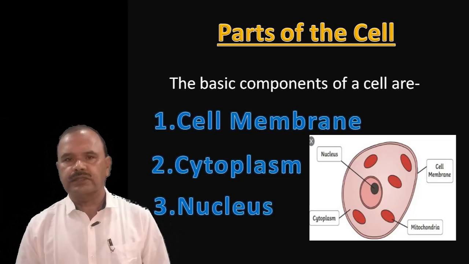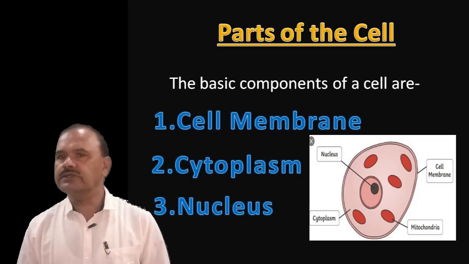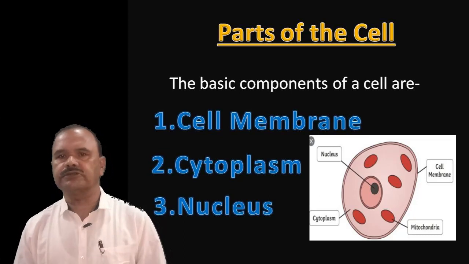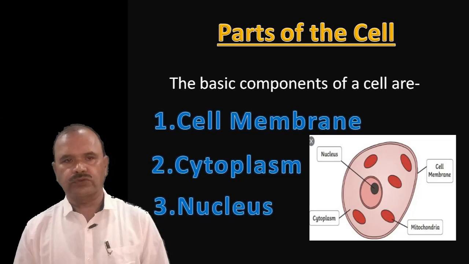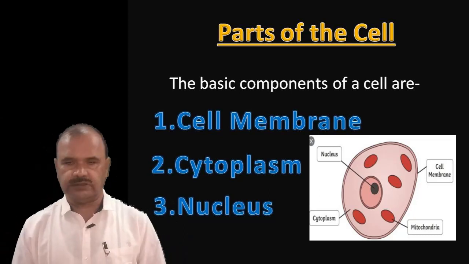Now come to the internal structure of the cell. Basically the cell is divided into three major parts: the cell membrane, second the cytoplasm, and third the central part, which is the nucleus. So one by one we will see all these parts of the cell. Come to the cell membrane.